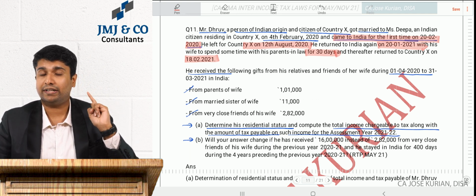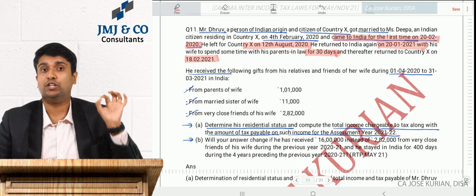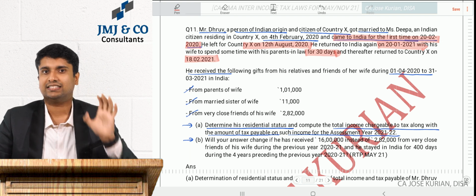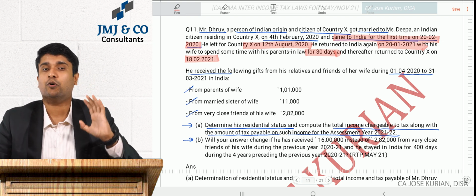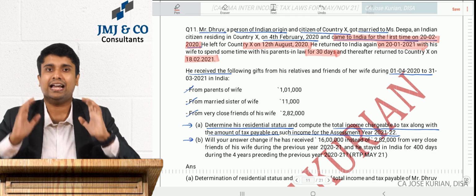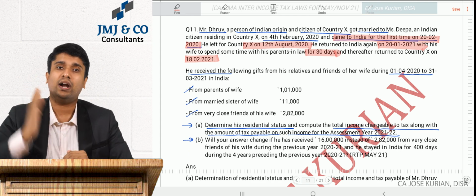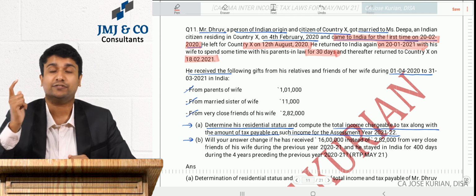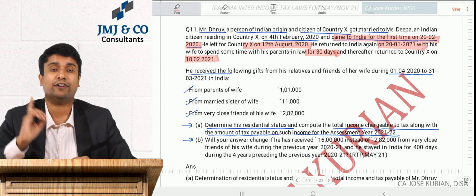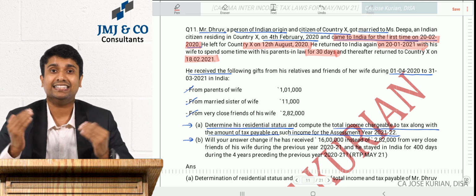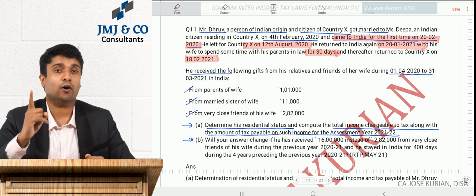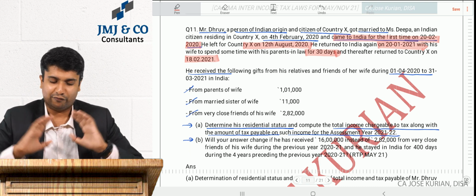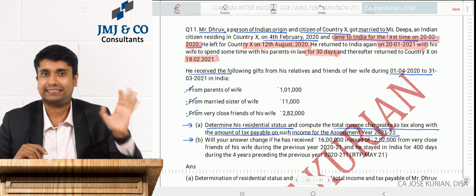And as a part of the February 2020 annual budget, there is a new insertion also. And what is that new insertion? If that person's Indian source income is more than 15 lakh in the relevant previous year, and he stays in India for 120 days or more, and in the preceding 4 previous years, if his total days of stay in India is 365 days or more, then again he will be treated as a resident. But there is one point for that: he should be a citizen or of Indian origin. These are the conditions which are applicable for determining the residential status.